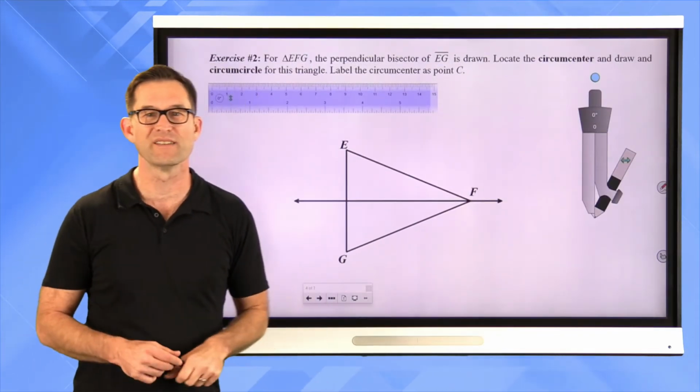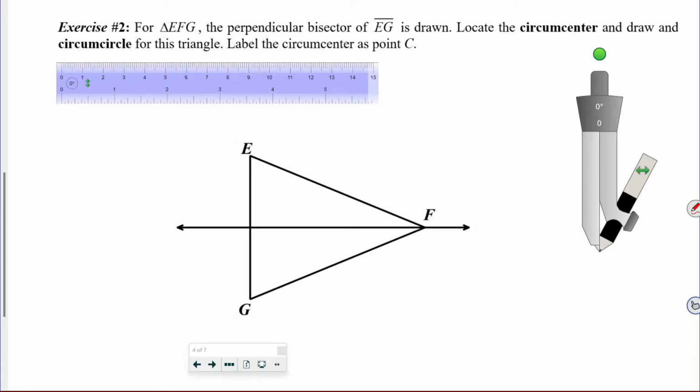Let's take a look at exercise number 2. For triangle EFG, the perpendicular bisector of segment EG is drawn. Locate the circumcenter and draw the circumcircle for this triangle. Label the circumcenter as point C.